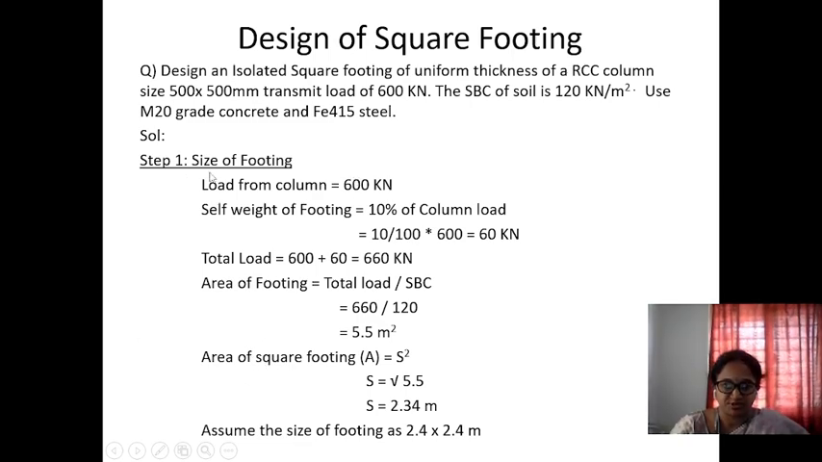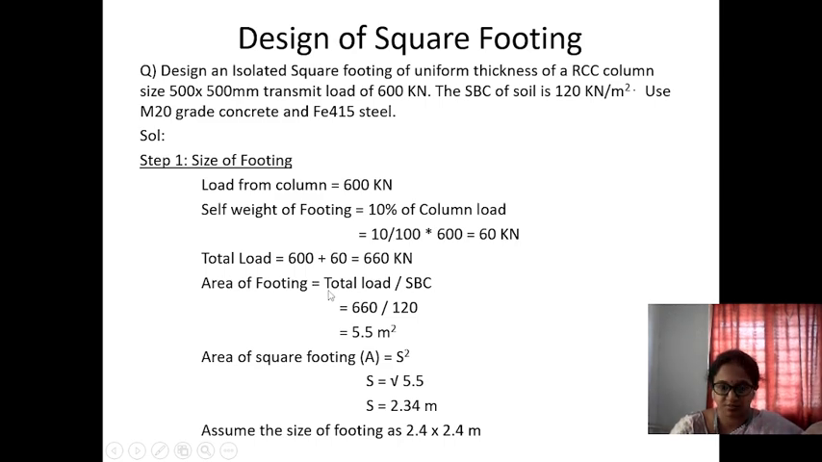Coming to the first step, here the size of the footing is not mentioned, only the size of the column is mentioned. So first of all we have to find the cross sectional dimensions, which are length, breadth and height. So how will we find the size of the footing? We will look into it. Load from column is given as 600 kilonewtons, self weight of footing is taken as 10% of the column load. That means whatever the column load, 10% is added. So the total load will be 600 plus 60, which is 660 kilonewtons. With this load we can calculate the area.